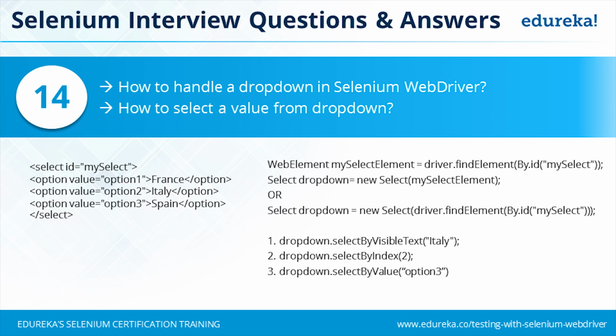The next question: how to handle a dropdown in Selenium WebDriver? How to select a value from the dropdown? So what I want to do is handle a particular dropdown. If you see on the left hand side, the code for the dropdown is provided. That is, select ID is equal to my select, and option has certain parameters. The first parameter is value, that is option 1. The visible text is France. Okay, France, Italy, Spain are coded as option 1, option 2, and option 3. So if you see over here, the important condition to use the Select class for Selenium WebDriver is that the HTML tag for the element should be select.